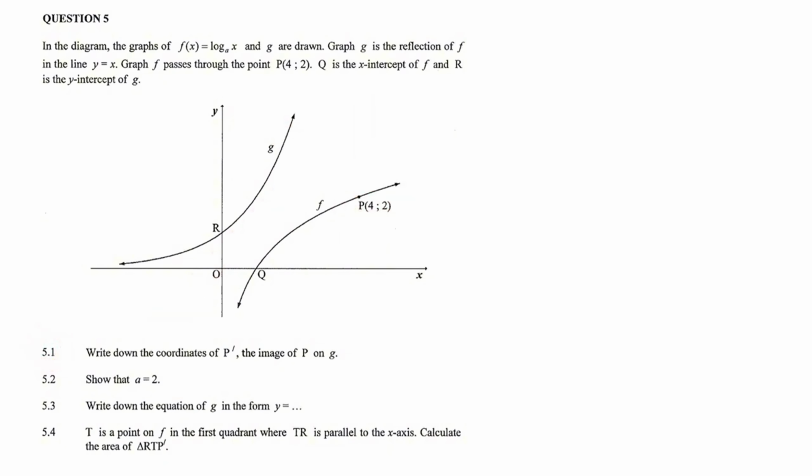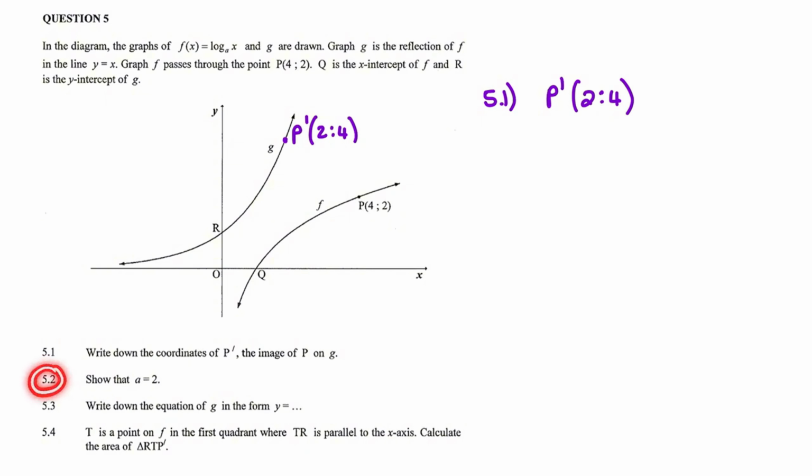5.1. Write down the coordinates of P prime, the image of P on g. And that is exactly what I just explained. P prime would be (2; 4). It's because we're reflecting over the line y equals x, it means that the x and y values would swap position.